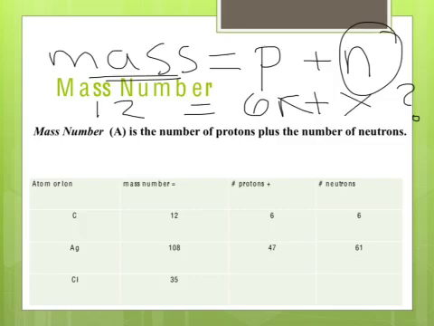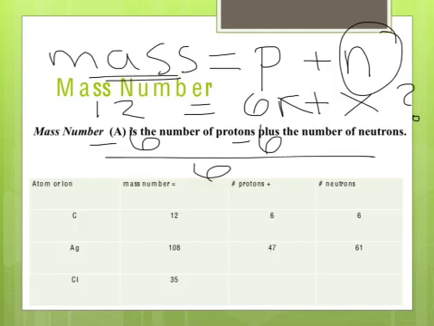We'll set n to x. So now if you just subtract 6 from both sides, you know that 6 is your number of neutrons.